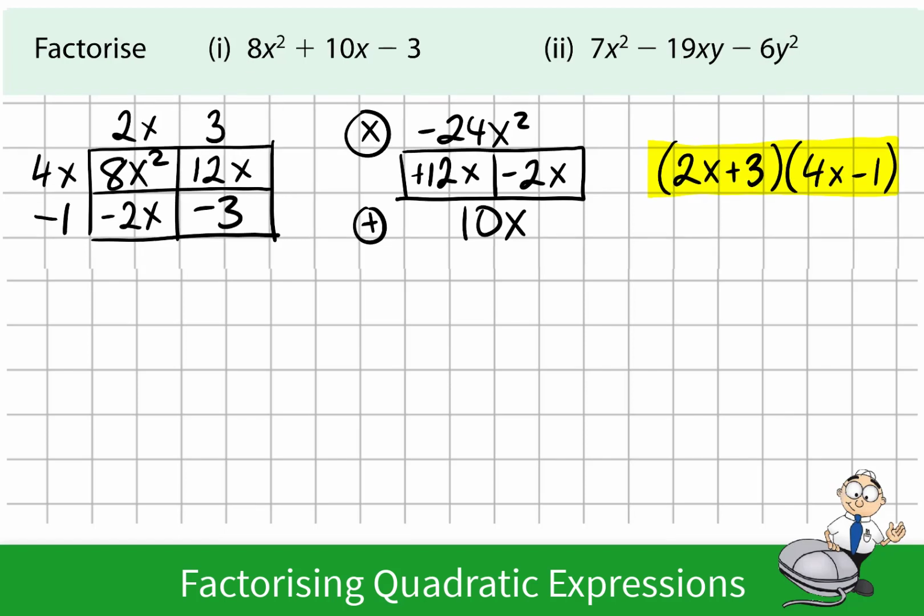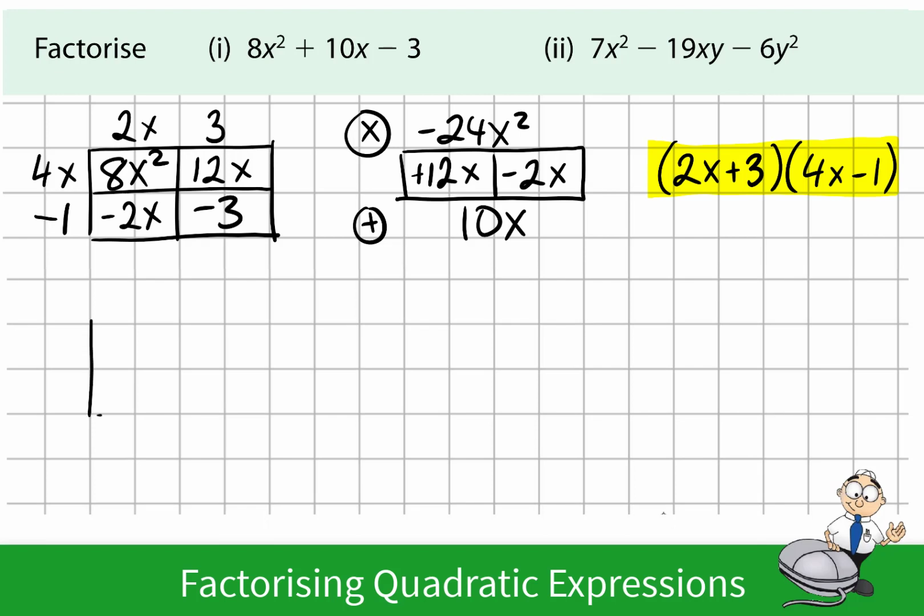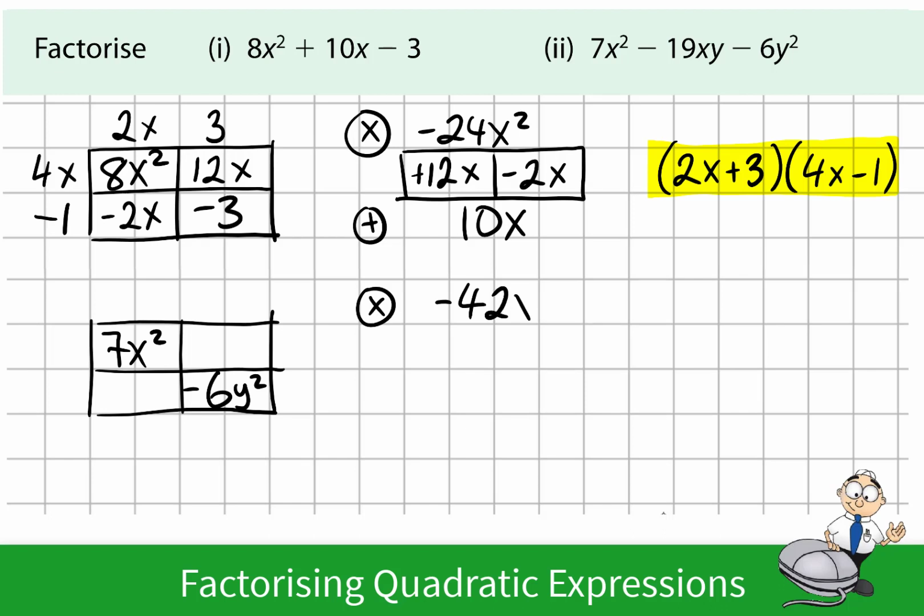And the final example in this video, we're asked to factorize 7x squared minus 19xy minus 6y squared. Again, we're going to use the quadratic array, the first term in the first box, the final term in the opposite diagonal. If we multiply the two of these, we get negative 42x squared y squared.